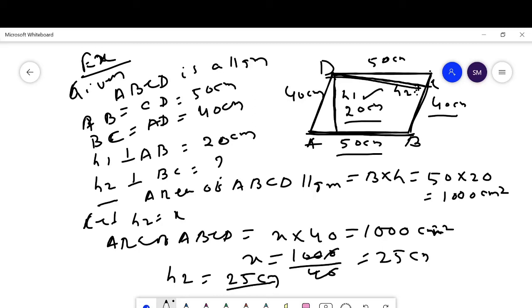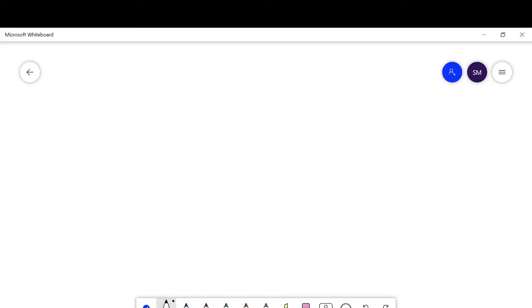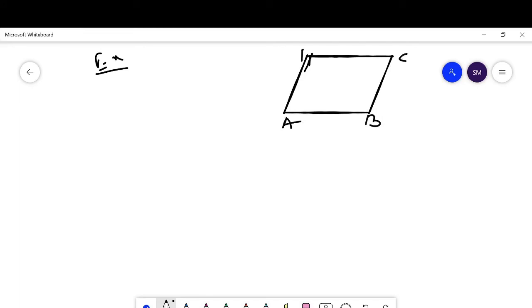Okay. Then the next question. Here another question says the area of a rhombus is 119 centimeter square and its perimeter is 56 centimeter. Find its altitude. At first try to understand the question. Here ABCD is a rhombus. A rhombus is a parallelogram whose sides all have equal length. Then the perimeter of a rhombus is 4 into side.